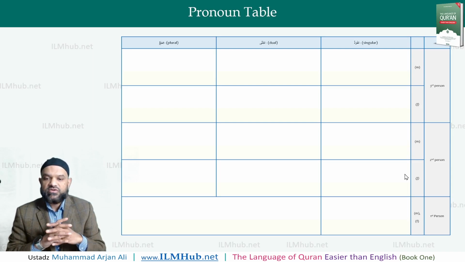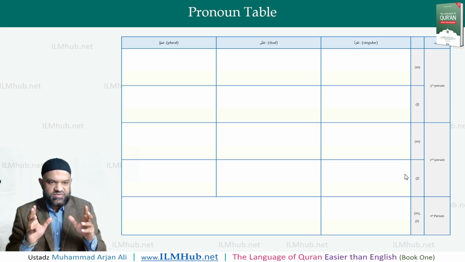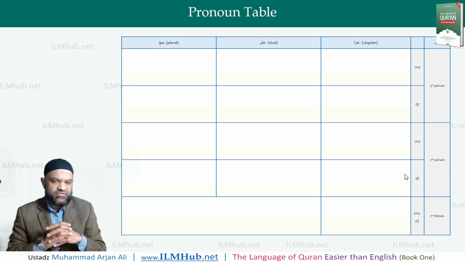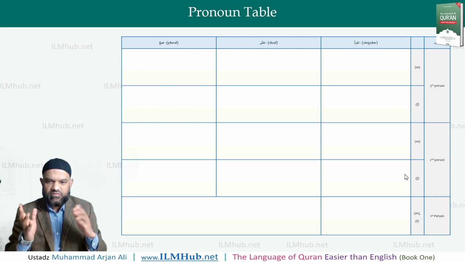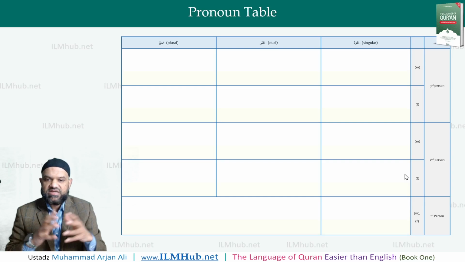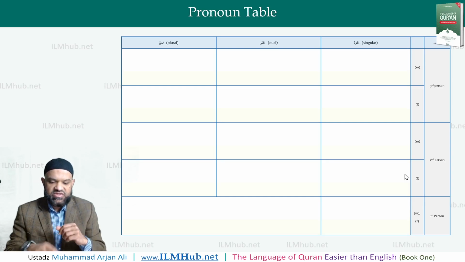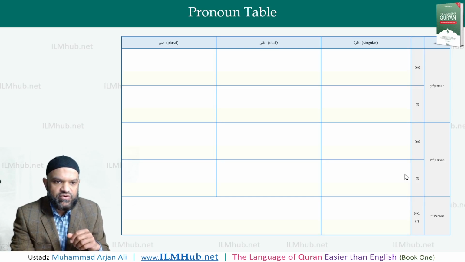This will be used also for us to learn verbs as well, but we need to get the pronouns in properly. So please use this template, whichever form is easy for you. If you have the book, you can photocopy or print, which again is convenient for you, but you need to write down, because without writing, you're not going to learn, inshallah. So please use this template for your studies.